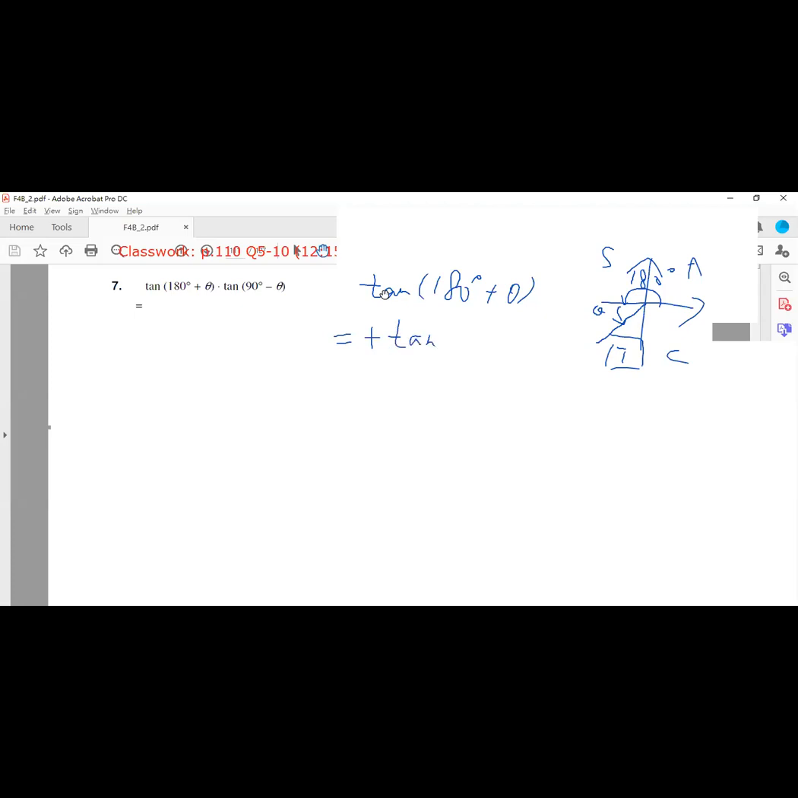And then the angle will be the angle between the side and the x-axis. That is this angle. And this angle will be exactly the same as theta. So it is just positive tangent theta, or just tangent theta. Okay, so this will be tangent theta. And tangent 90 degrees minus theta.